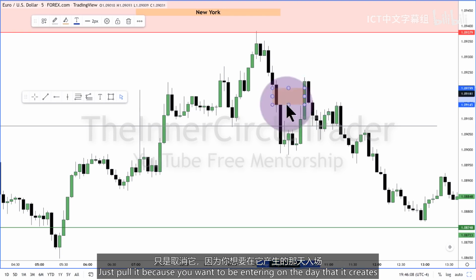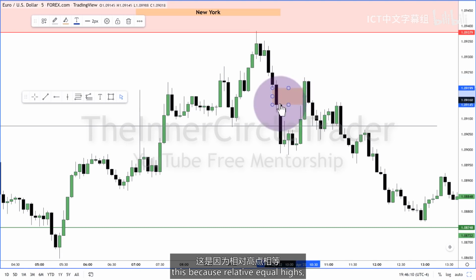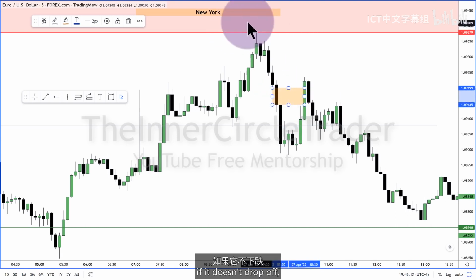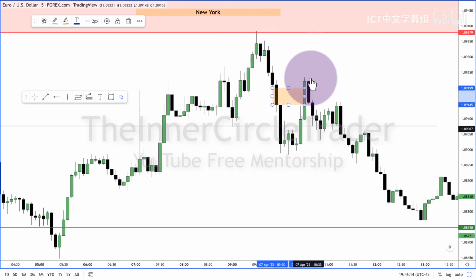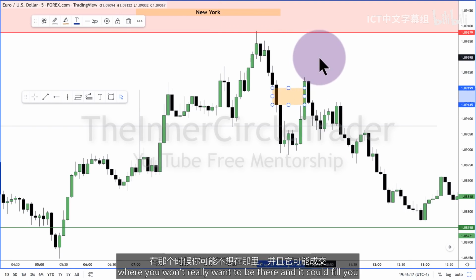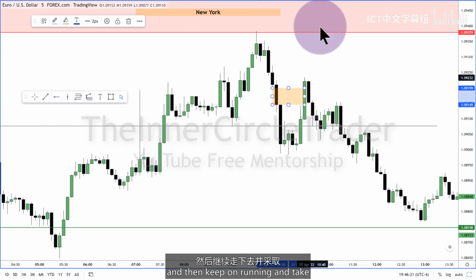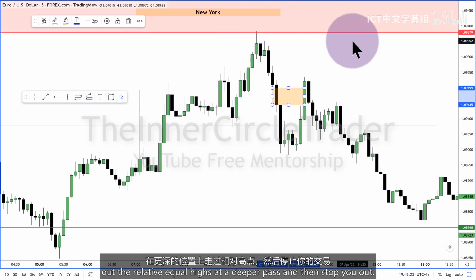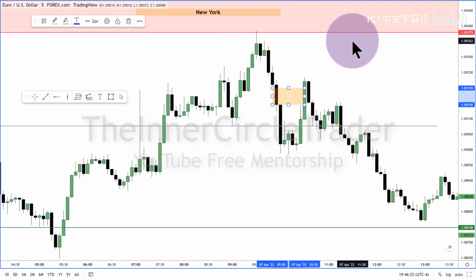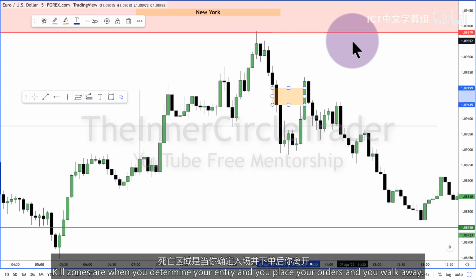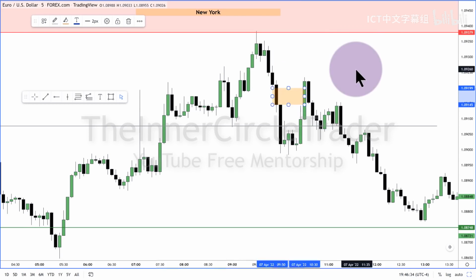Just pull it because you want to be entering on the day that it creates this because relative equal highs, if it doesn't drop off, it could come up at a time of day where you don't really want to be there and it could fill you and then keep on running and take out the relative equal highs at a deeper pass and then stop you out. So it's important to know why the kill zones are there. Kill zones are when you determine your entry and you place your orders and you walk away.